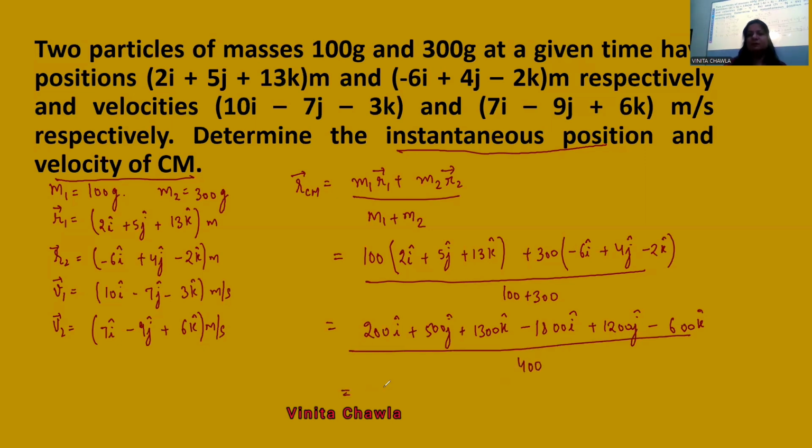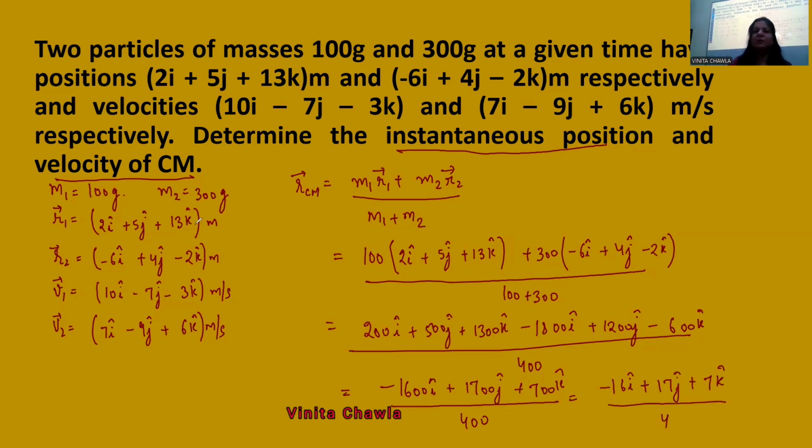What will you get? Minus 1600 i cap plus 1700 j cap minus 700 k cap. Yes, plus, because 13 is greater, divided by 400. So we can write minus 16 i cap plus 17 j cap plus 7 k cap divided by 4. ठीक है, RCM आ गया.